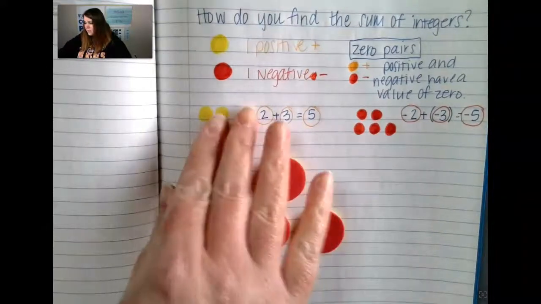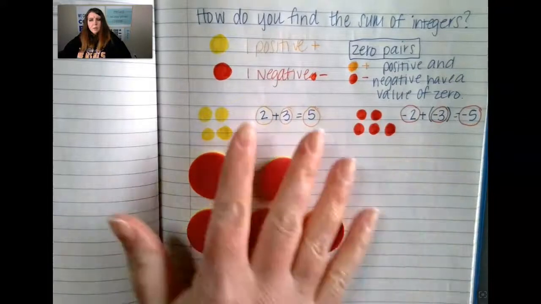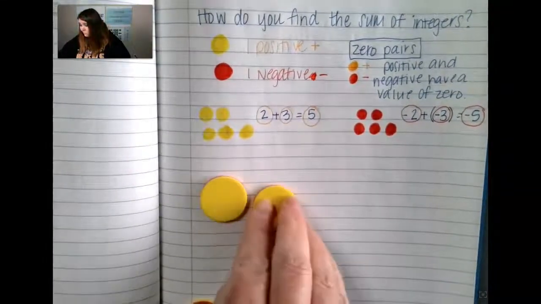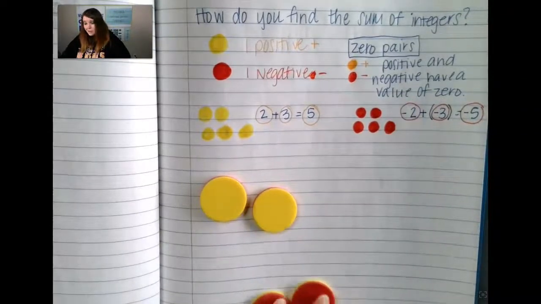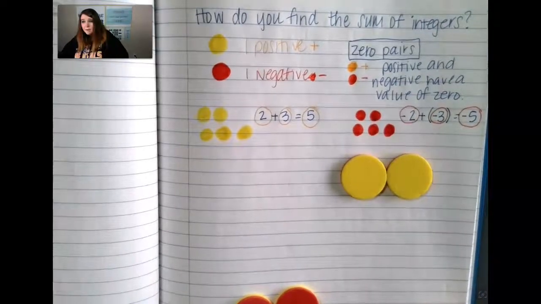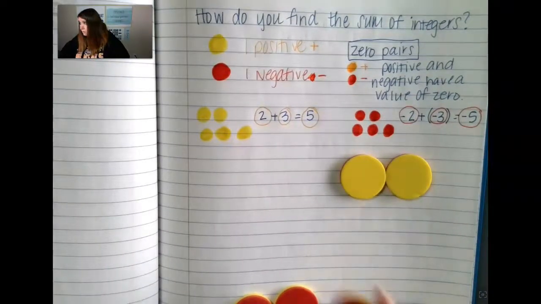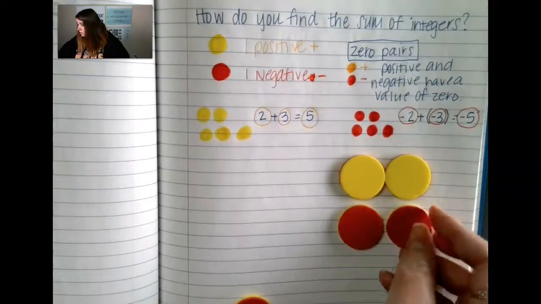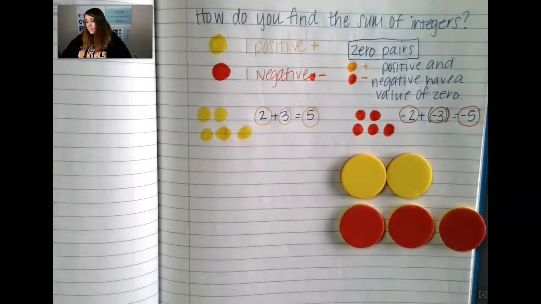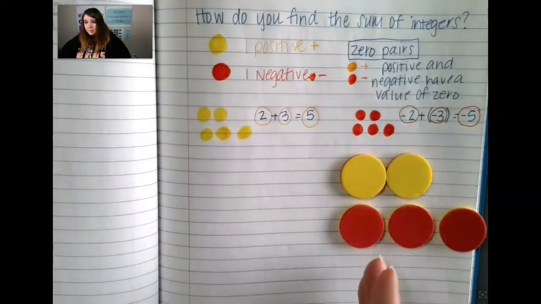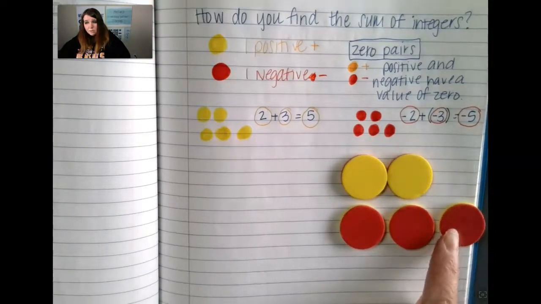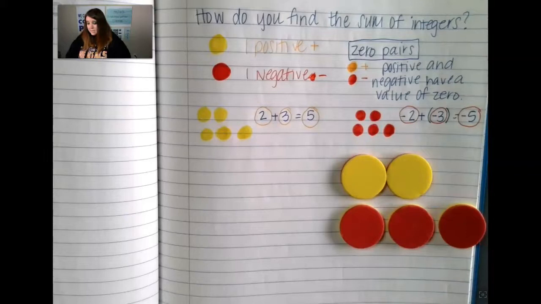So this is the same sign, this is the same sign, but what happens when I start with yellow and then I add on -3? Well, what happens is a 0 pair. This balances out, this one neutralizes, and I only have 1 symbol left over, that is negative.